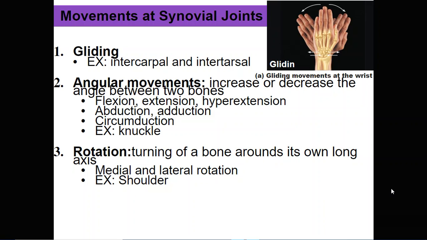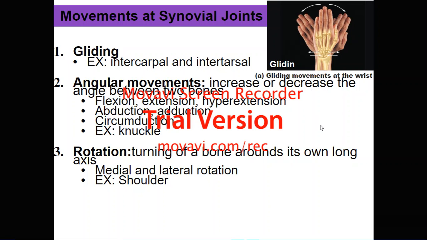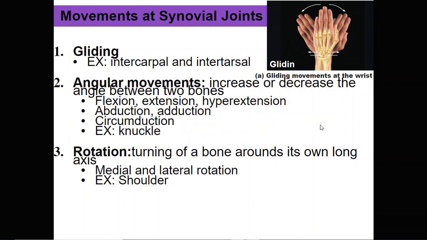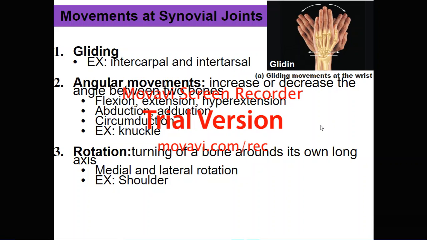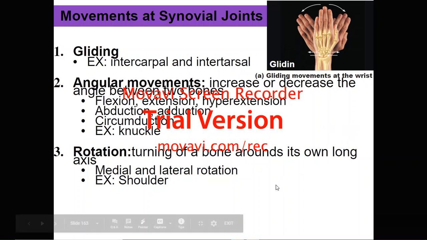Just because we are on this slide and it has an example of gliding motion at the intercarpal joints, remember that gliding motion is an example of non-axial movement, and it usually occurs between relatively flat bones. Okay, so let's move on to the next slide.